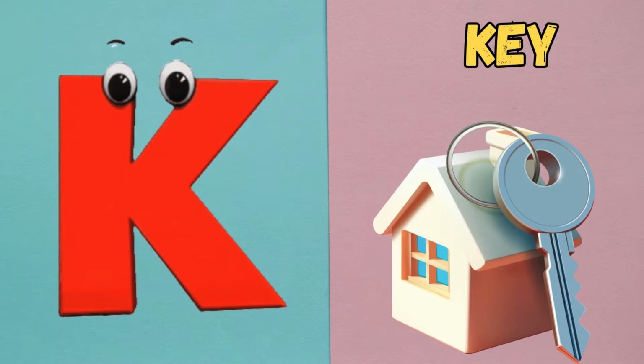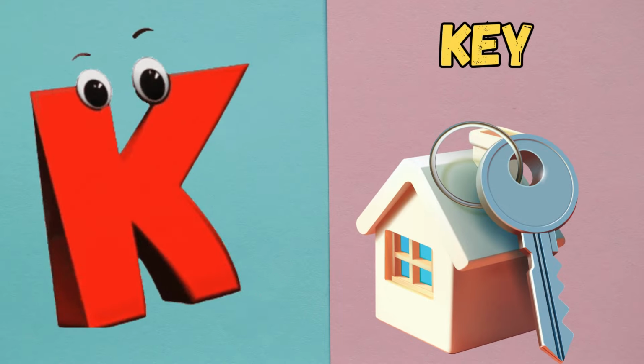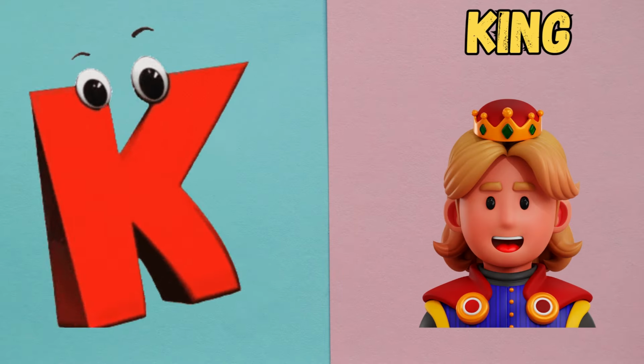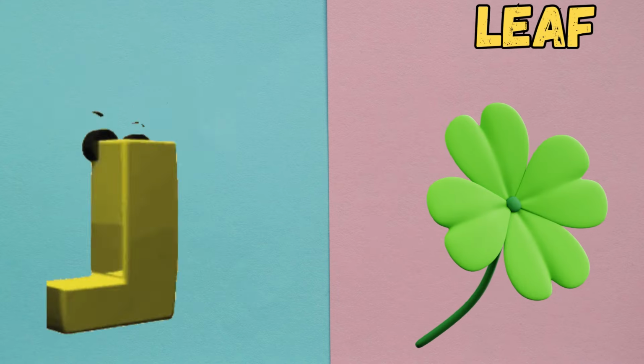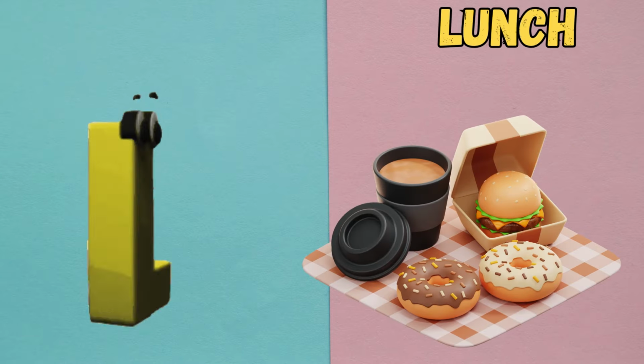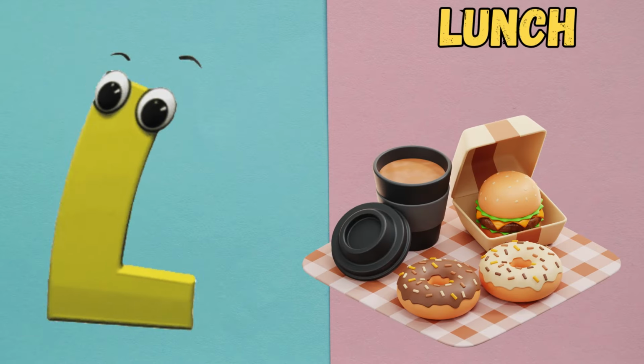K is for key, k, k, key. K is for king, k, k, king. L is for leaf, l, l, leaf. L is for lunch, l, l, lunch.